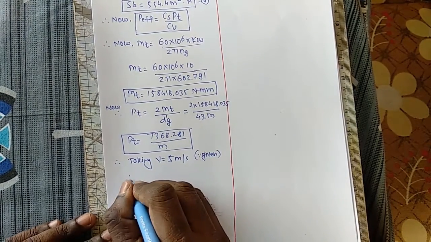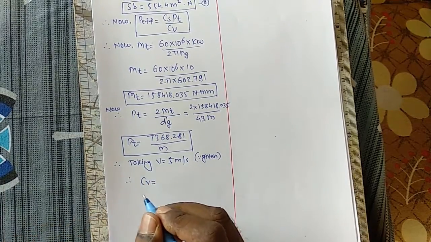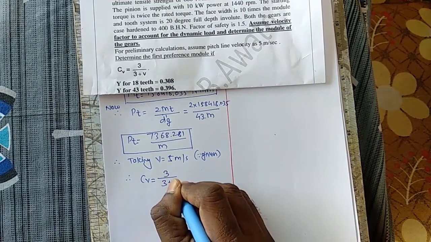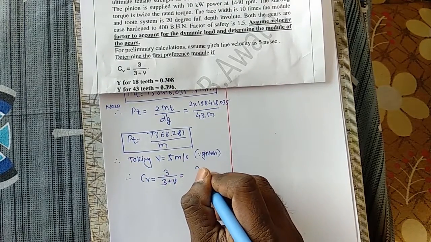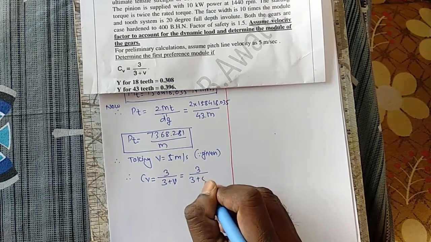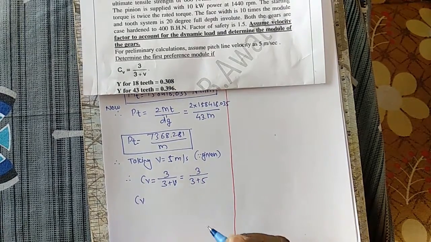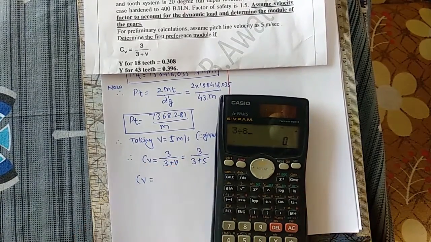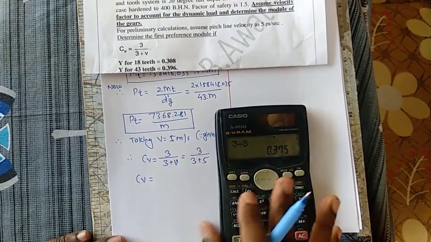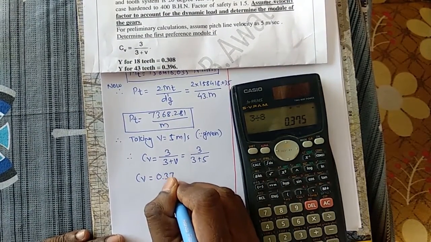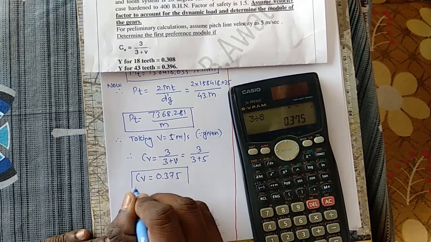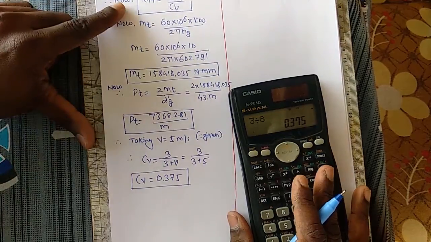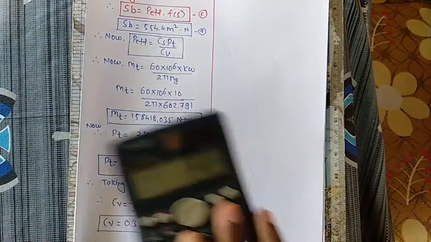Now based on this I will calculate CV. For CV also they have given the condition, 3 divided by 3 plus V. So I will use this condition. 3 divided by 3 plus V. We will calculate this, means 3 divided by 8, 0.375. So as we got the value for CV as 0.375, now we will calculate the P effective.